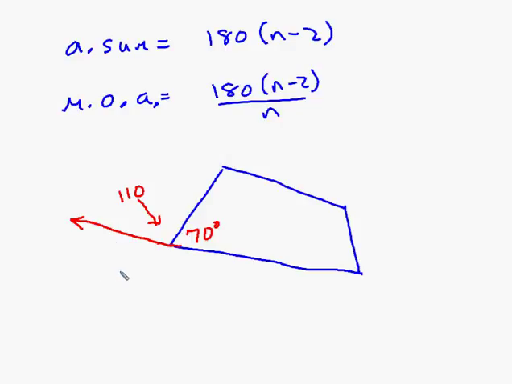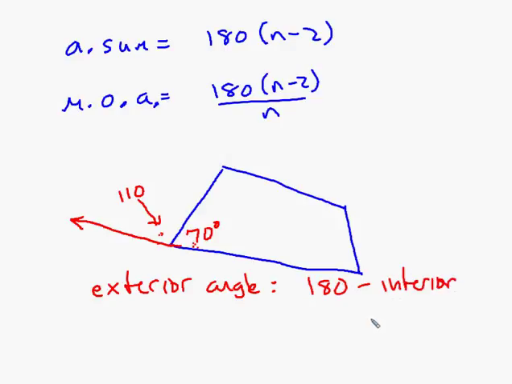Yes, it adds up to 180. So these are supplementary angles. Okay? That angle right there is called an exterior angle. And the measure of an exterior angle is going to be 180 minus the interior angle. Can we already kind of do this? Yeah, but that's not the new thing. Okay, here is the new formula.